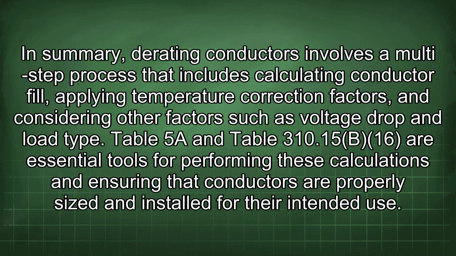In summary, derating conductors involves a multi-step process that includes calculating conductor fill, applying temperature correction factors, and considering other factors such as voltage drop and load type. Table 5 and Table 310.15(B)(16) are essential tools for performing these calculations and ensuring that conductors are properly sized and installed for their intended use.